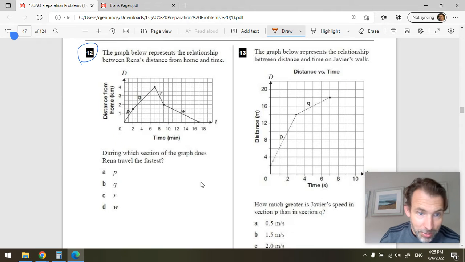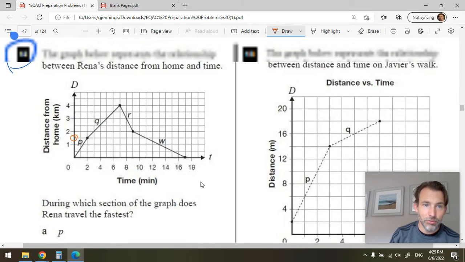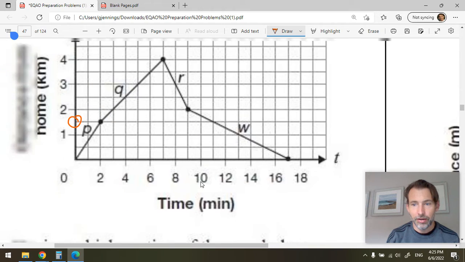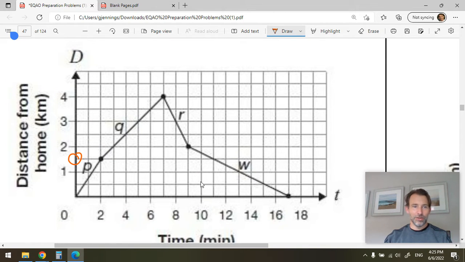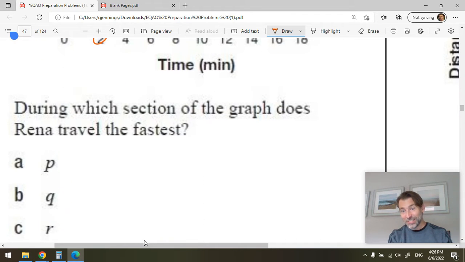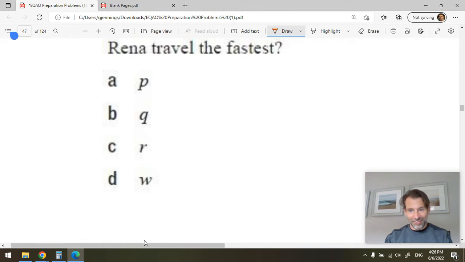So let's see. P. Okay, so distance from home. This is 1 point. Let's zoom in. We'll be able to discuss this a little better. All right, so 1.5 kilometers over 2 minutes. Wow, that was pretty quick. Okay, and then how about R? R goes between 4 and 2, also in 2 minutes. R will be faster than P. Why? Because she goes further in the same amount of time. So she's faster. R.